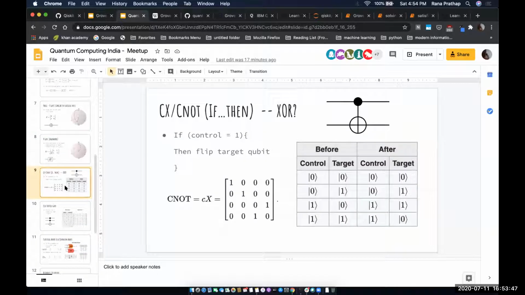One more important gate is the C naught gate. This is nothing but an if-then kind of operation. If the first qubit, the control qubit, is a 1, then the second qubit, the target qubit, will be flipped.